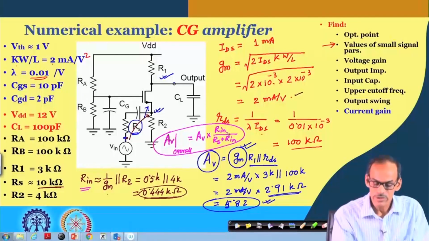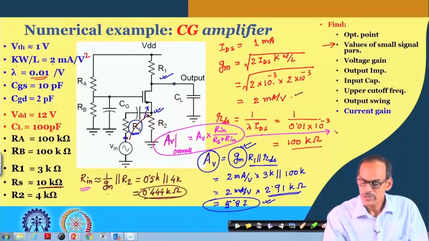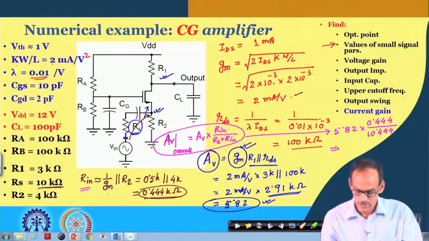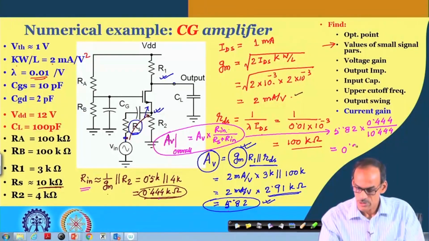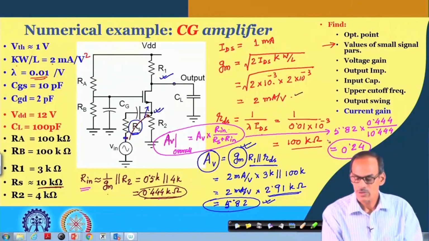And this attenuation, let me use this space here. AV we already obtained, it is 5.82, and then this attenuation is 0.444 divided by 10.444. So, I do have the corresponding calculation of this gain, and it becomes 0.24. So, what you can see here is the gain is much lower than 1.